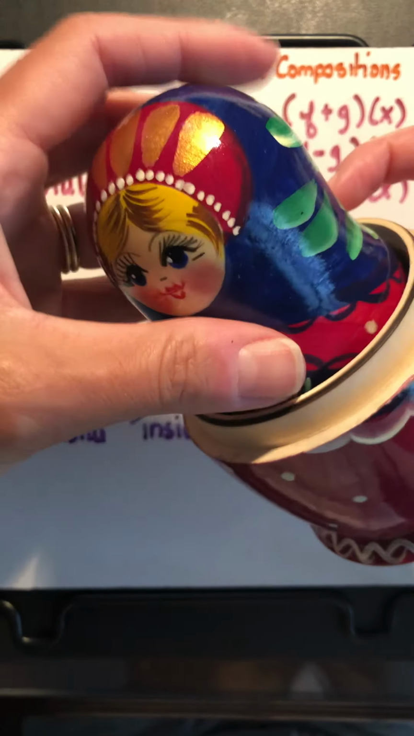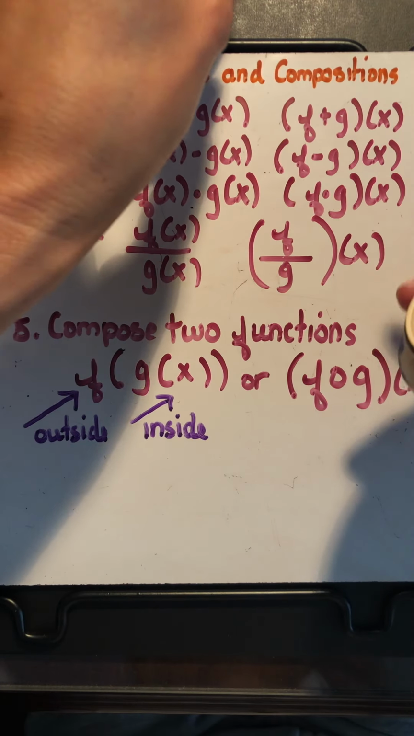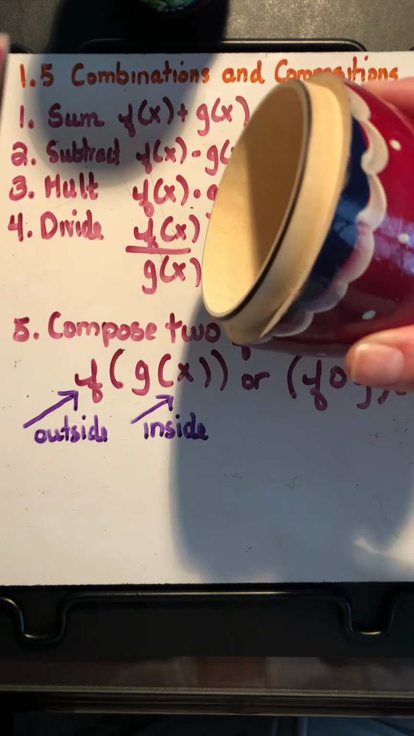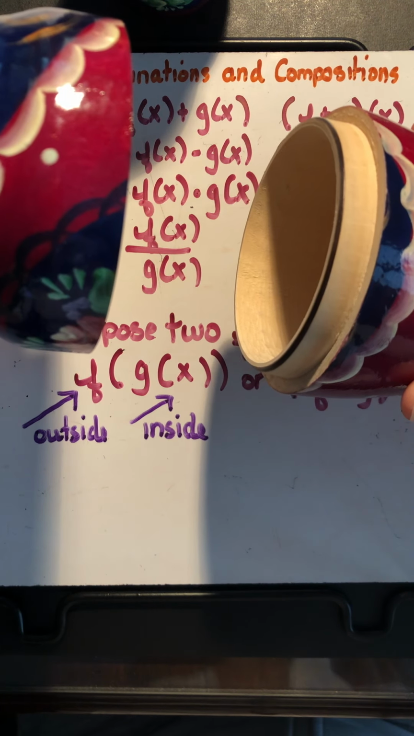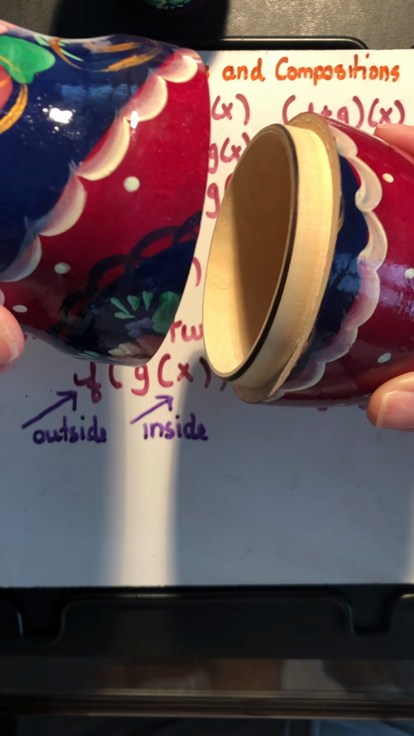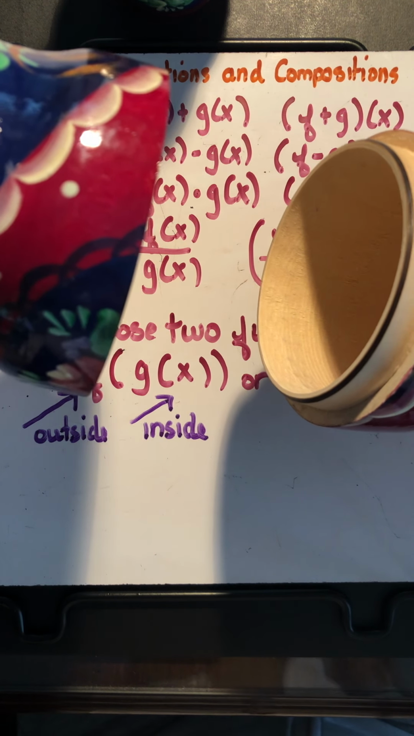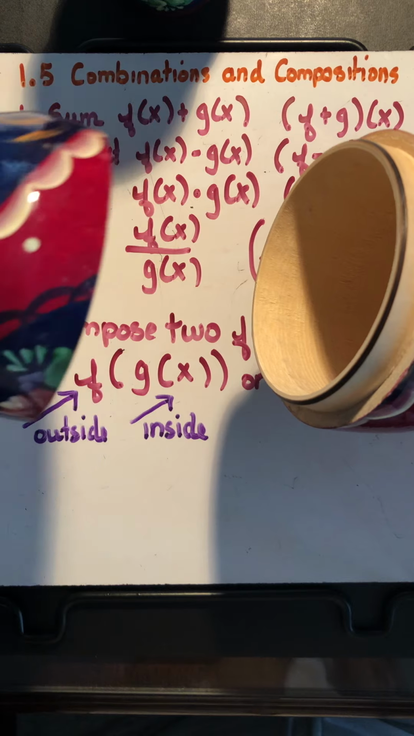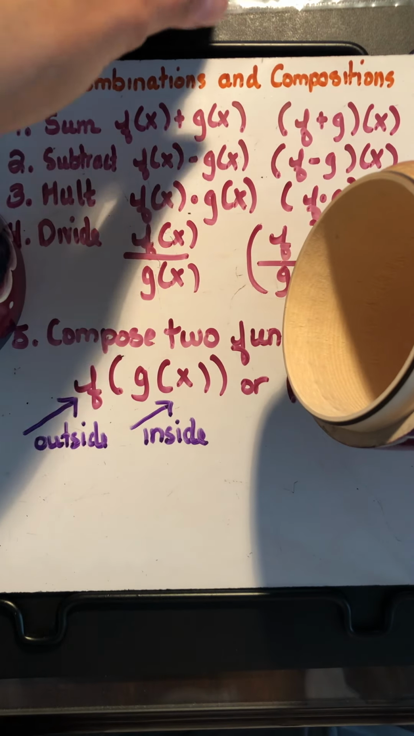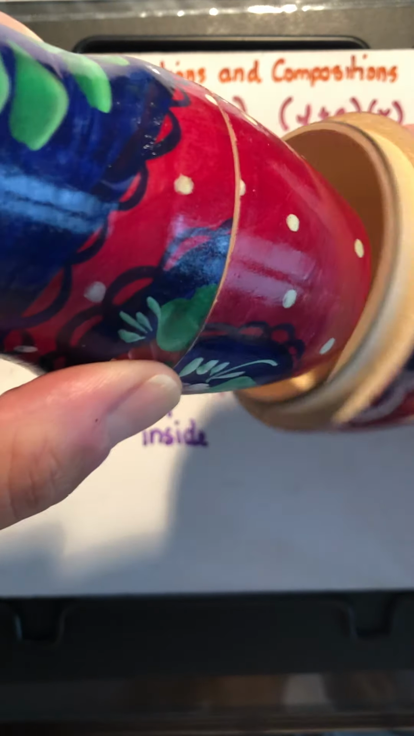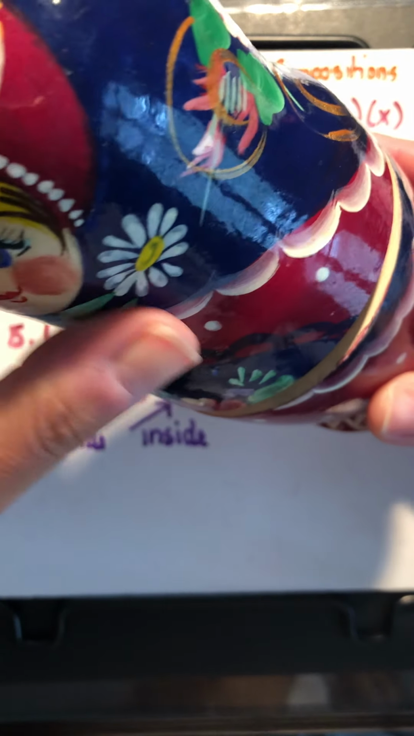Think of the inside doll as the inside function and the outside doll as the outside function. What you're going to do is take the outside function, leave a space, and insert the inside function. You take the inside function and put it in like this. One function goes inside of another. This is an example of a composition of functions.